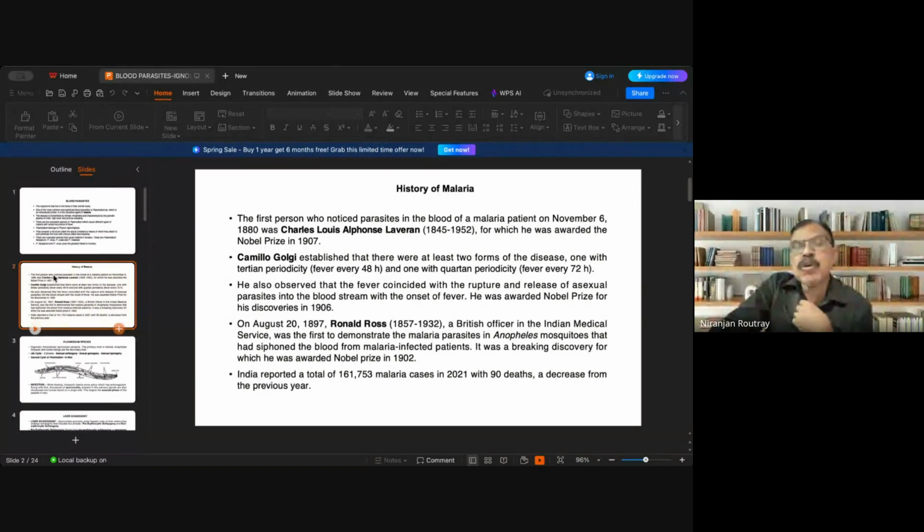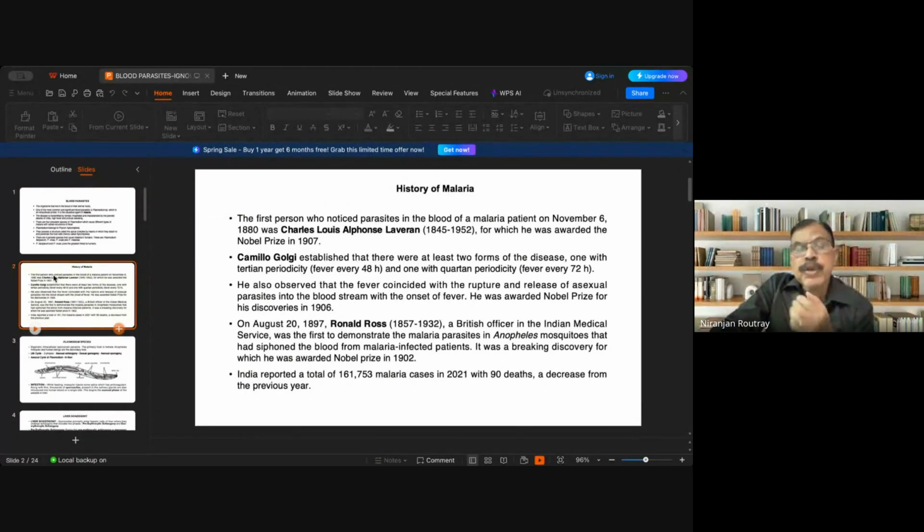And Camillo Golgi also concluded that the appearance of the fever coincided with the rupture and release of the asexual stages of the parasite into the bloodstream, and that is responsible for the onset of fever.